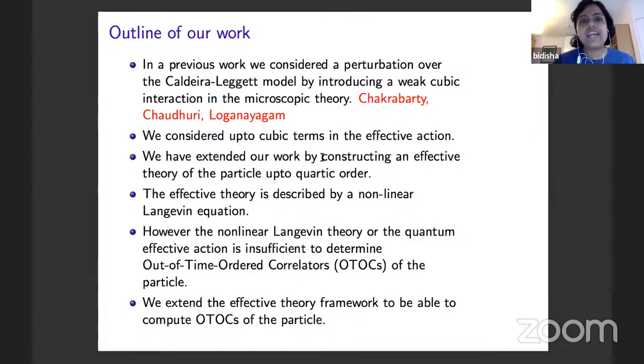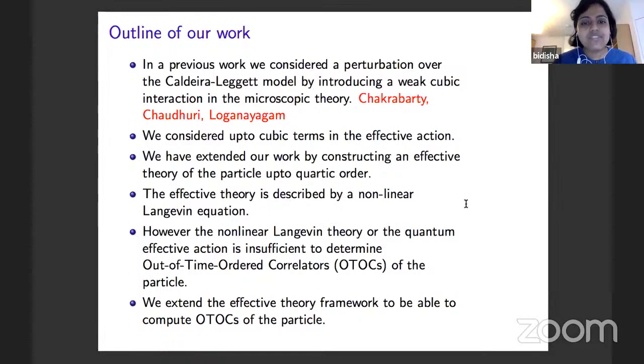Now, in a previous work at ICTS, I, with Sandeep and Logan, had considered a perturbation over the Caldeira-Leggett model by introducing a weak cubic interaction in the microscopic theory. So we allowed for a cubic interaction in the microscopic theory between the Brownian particle degree of freedom and the bath oscillators. In this case, the effective theory we write down will no longer be quadratic. It will have higher order terms. In that paper, we considered up to cubic terms in the effective action, cubic in the degree of freedom of the Brownian particle Q. And also, we have extended this cubic effective theory up to the next order, which is quartic order. This is the work that I will be mostly discussing today.